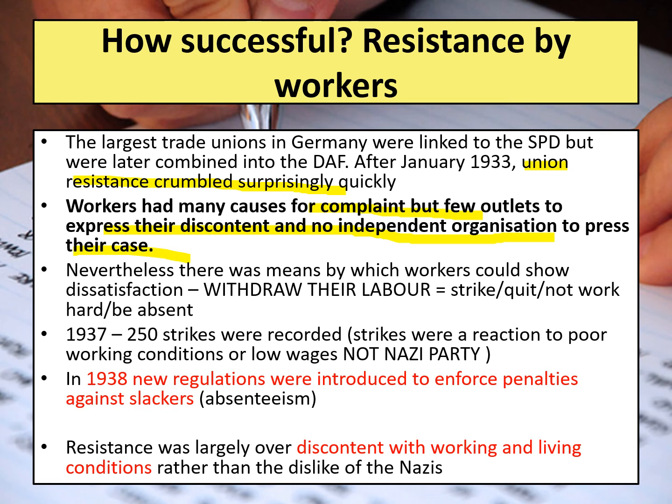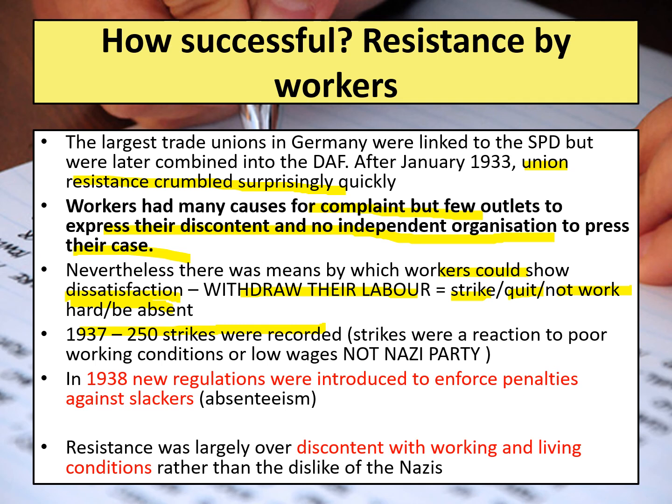Obviously, the Nazis had taken away their powerful trade unions and replaced them with something that meant they couldn't actually bargain for better conditions. Even though they couldn't really go on many strikes because these were now illegal, there were other ways in which workers could show that they were dissatisfied with the Nazis. Generally, they could withdraw their labour by going on strike, and there were actually 250 strikes recorded in 1937, or they could quit, even though that was illegal, or they could be unproductive or absent a lot.